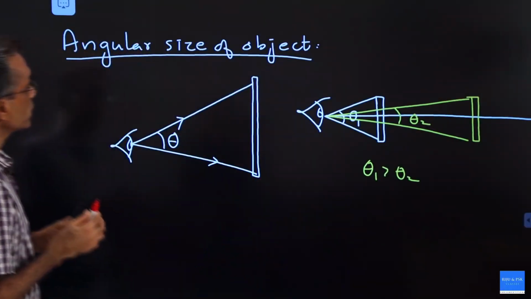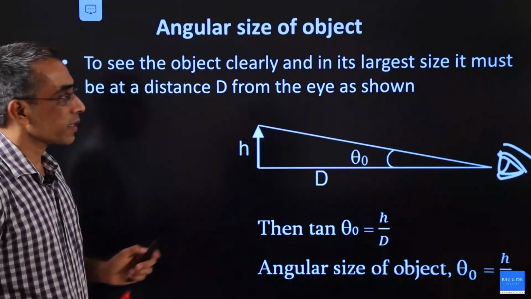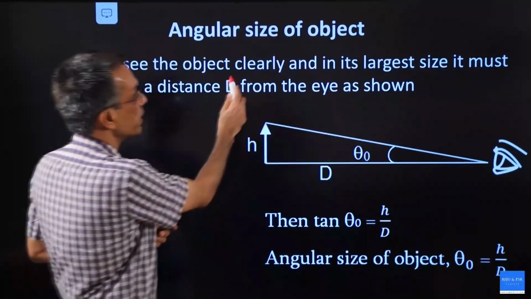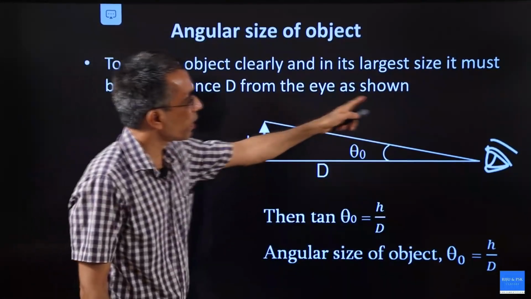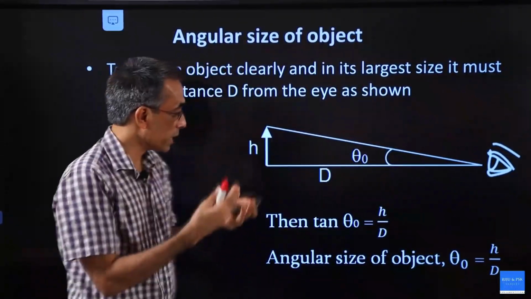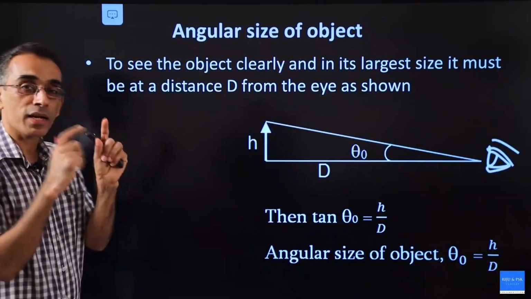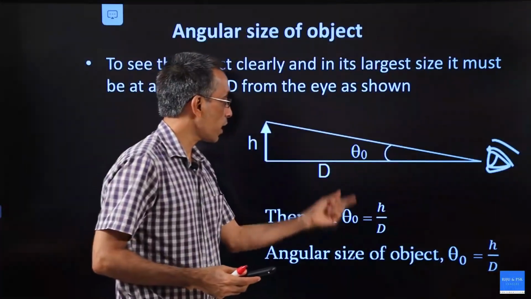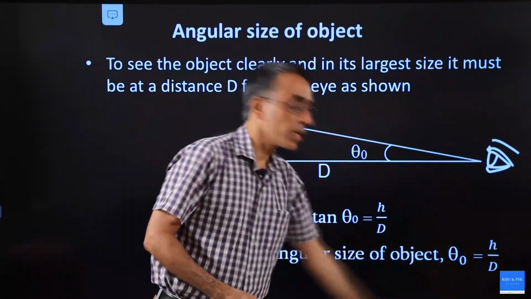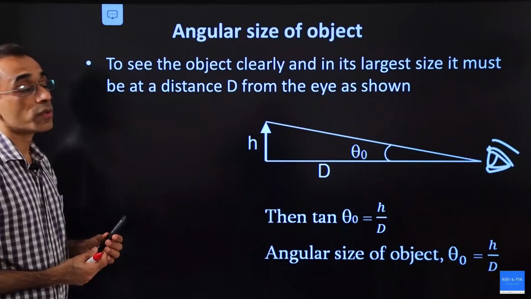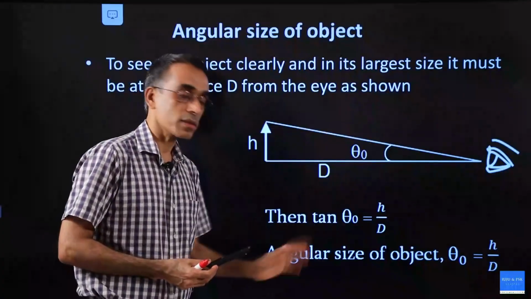So this is related to the concept of angular size. I was telling that to see an object clearly and in its largest size, it must be at a distance of d from the eye as shown in the diagram. So whatever your d is, you keep it there. The object is here, this distance is d, and we assume that angles are very small. That is why we say tan theta of the object, theta O equal to h by d, or even theta equal to h by d. This is called angular size of the object when it is kept at d. This is the largest angle an object can create, largest angular size.